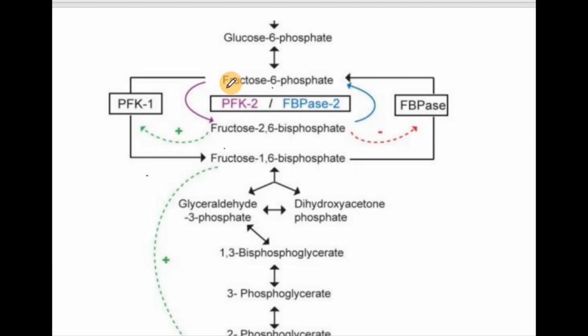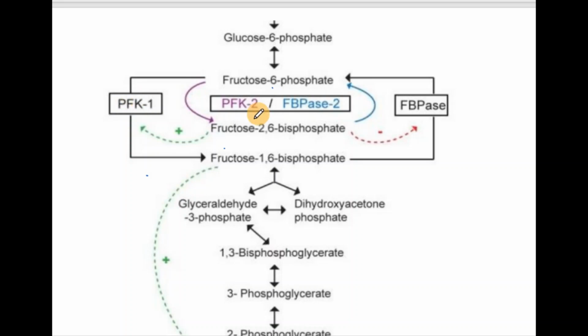PFK2 converts fructose 6-phosphate to fructose 2,6-bisphosphate, which goes and activates PFK1. So if PFK2 is inactive, we will not have fructose 2,6-bisphosphate. Therefore, I will not have the glycolytic pathway being active. Take note, at the moment PFK2 is active, PFK1 is active.